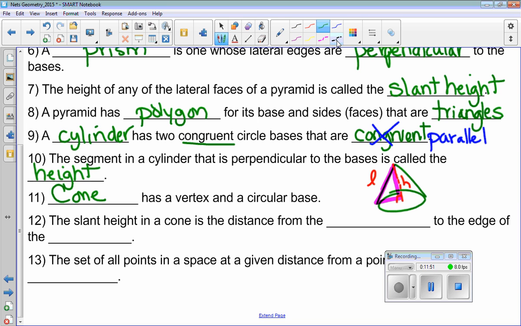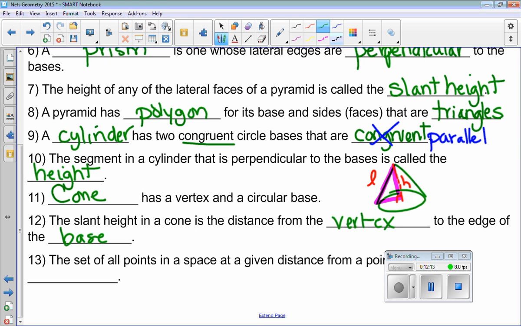The slant height in a cone is the distance from the blank to the edge of the blank. So the distance from the vertex to the edge of the base. You could say circle there if you wanted to, but the circle is the base in a cone.